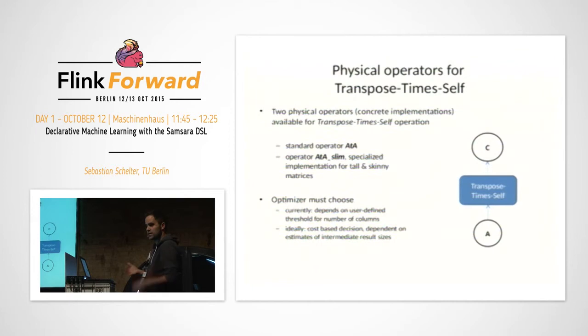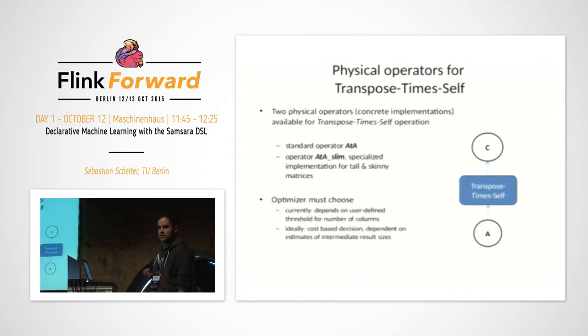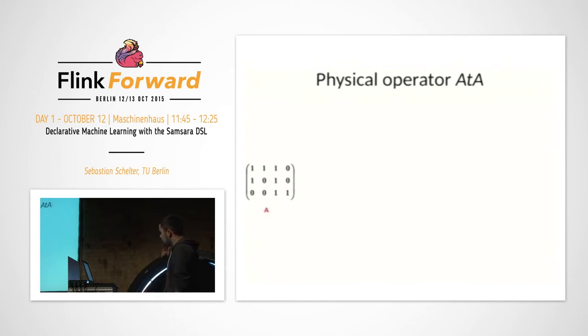Now, the optimizer must have some way of choosing between these implementations. Ideally, you would want this decision to be cost-based, depending on estimates of intermediate result sizes or something. At the moment, it's done very simply, so there's just some threshold that you can define. But again, there is a lot of potential for improving this implementation, and users wouldn't have to change their programs. In the last slides of this talk, I'm going to walk you through an example of how these operators actually look in a distributed system.